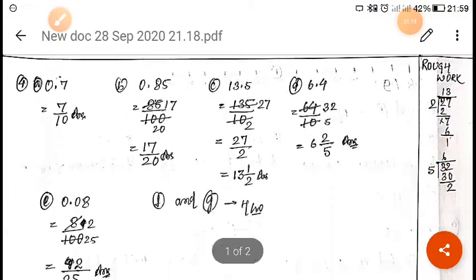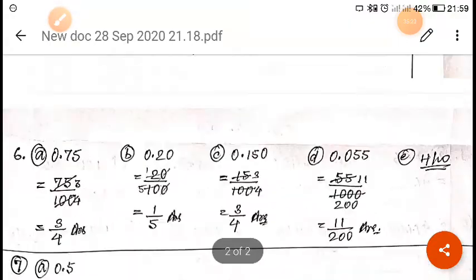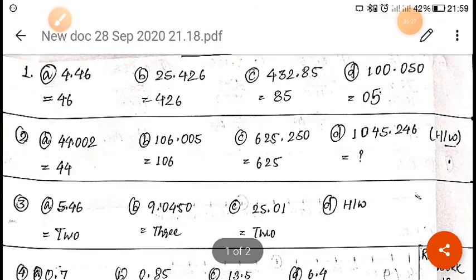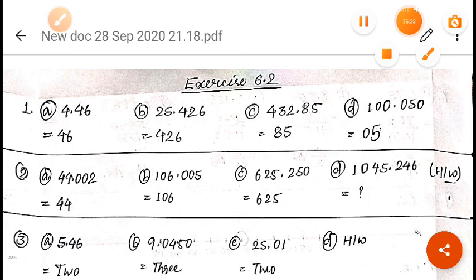we can do this, right? And as you can see, some of the homeworks are given, you try to do it at home. And in case of any doubt, you can send me a message on my personal number, or you can let me know in the comment section. Okay, till then, thank you.